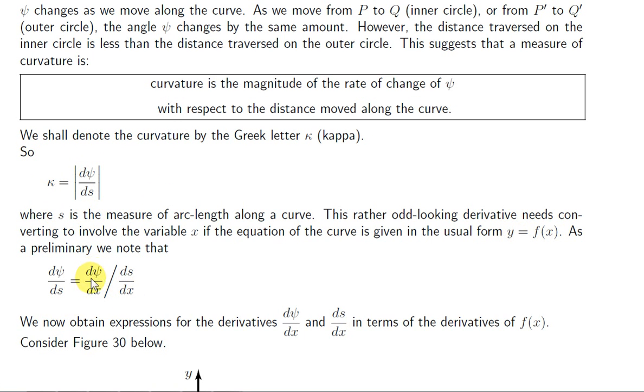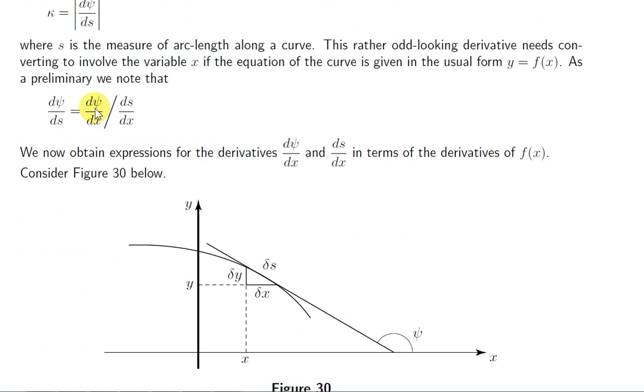Well, d psi ds can be written d psi dx multiplied by dx ds, so the dx's will cancel, or that's the same as d psi dx divided by ds dx. Now if we write d psi ds like this, we still have to deal with the derivative ds dx, so we'll have to get ds in terms of dx and dy.